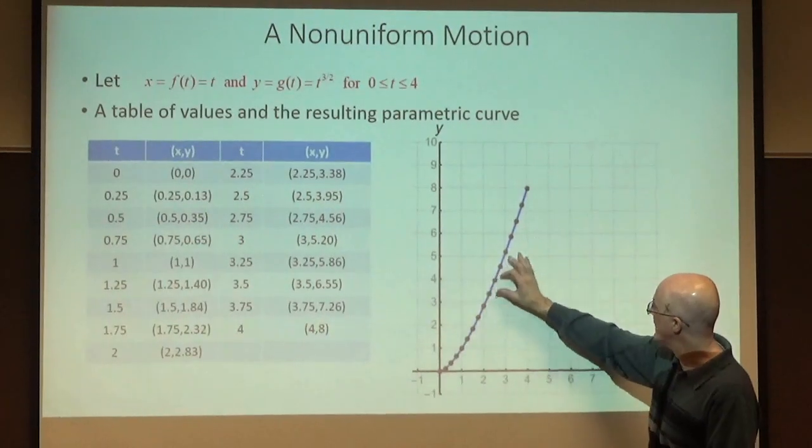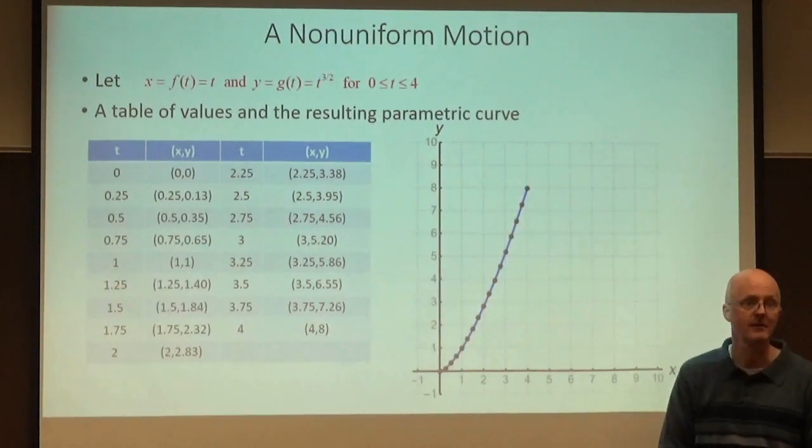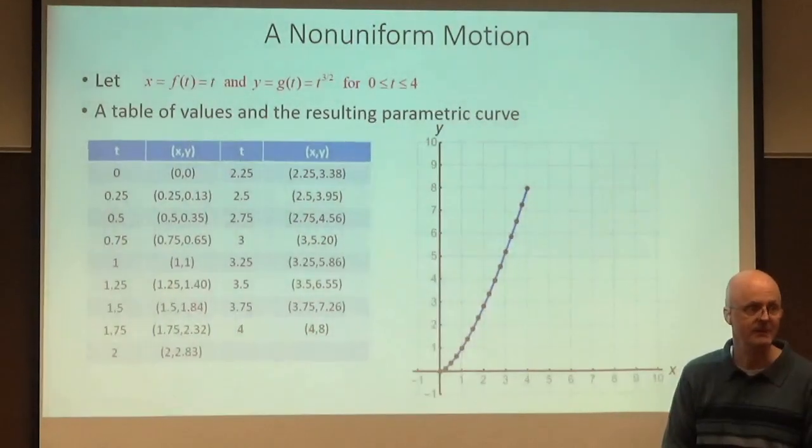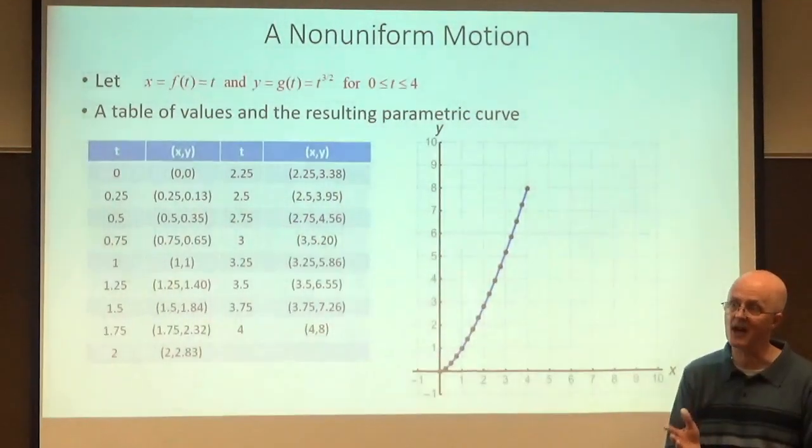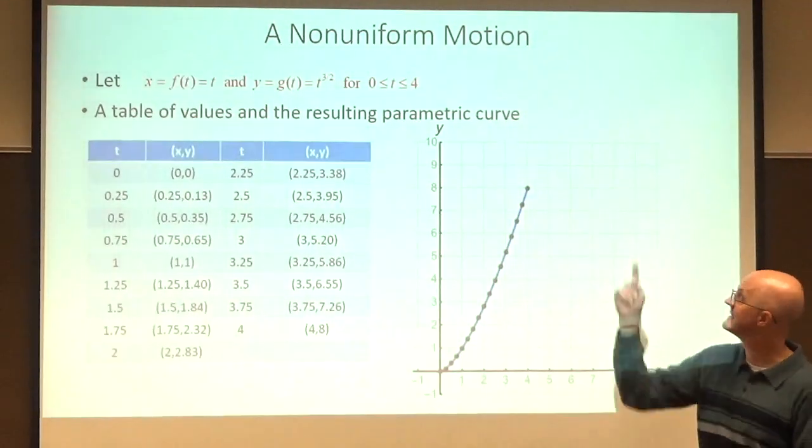The distance between these dots is getting bigger and bigger. That indicates the bug is speeding up. The speed function is not a constant function. This is non-uniform.